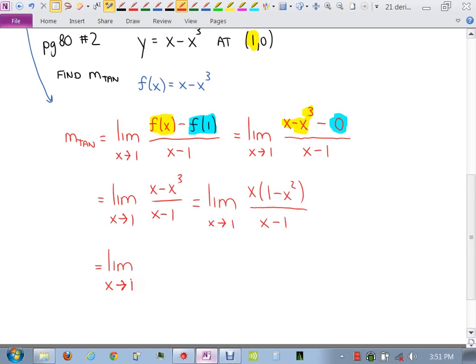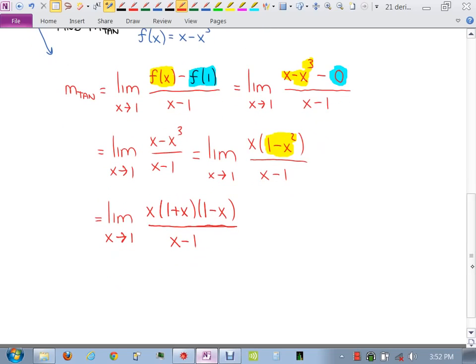There you go. The 1 minus x squared is a difference of squares, and it factors. So you have x, and it turns into 1 plus x, 1 minus x, all over x minus 1. Does anything cancel? Be careful. Those aren't the same, are they? They're off by 1. But that's okay. Anytime something's off by 1, we can always just factor a negative 1 out.